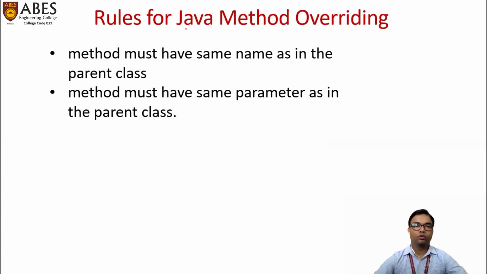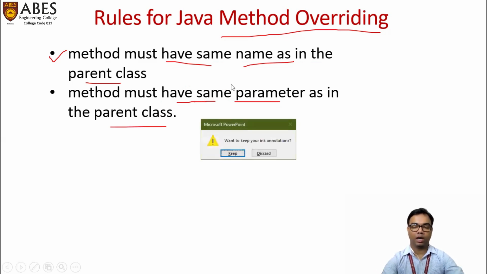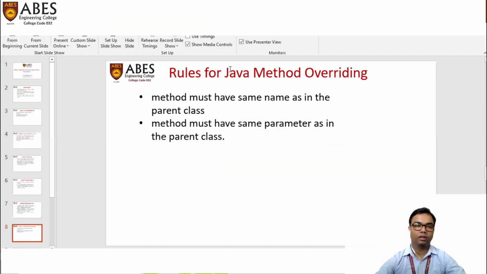There are two rules by which you can achieve method overriding. The first is that the method must have the same name as in the parent class, meaning the name of the method in the parent class and the child class must be the same. The second is that the method must have the same parameters as in the parent class. These two are the rules you must follow for Java method overriding. So let's practically do these two tasks, method overloading and method overriding.